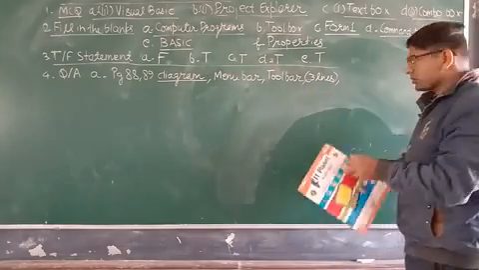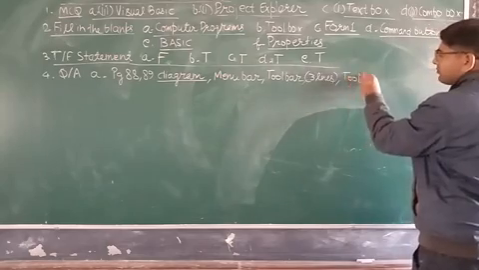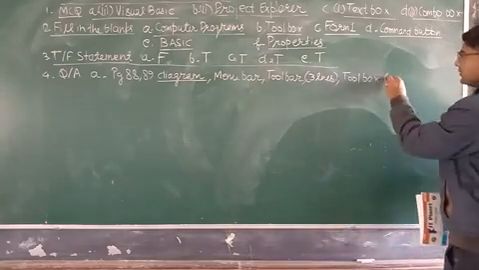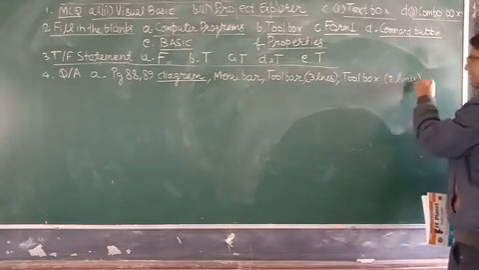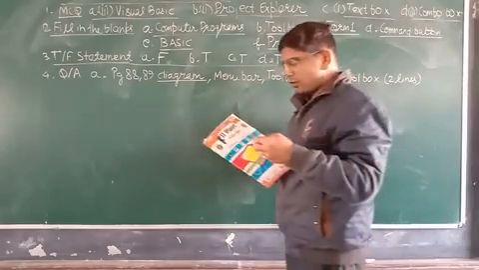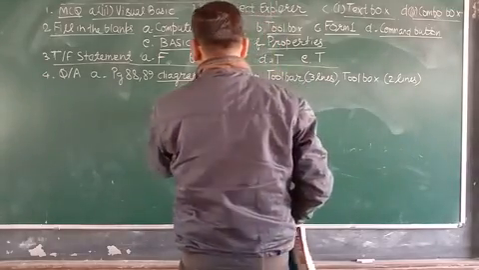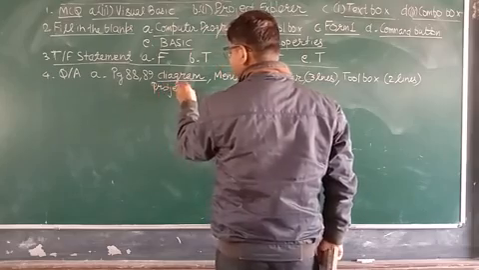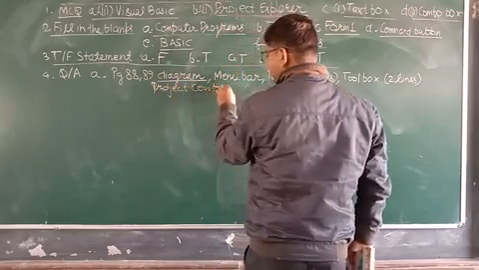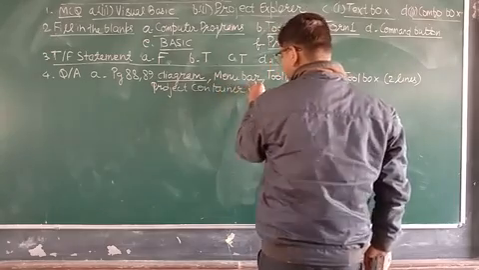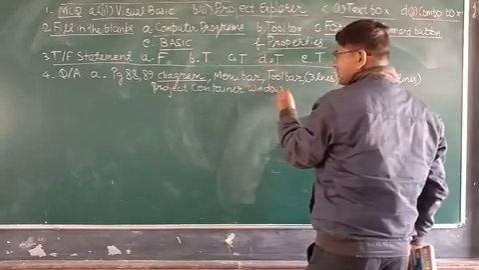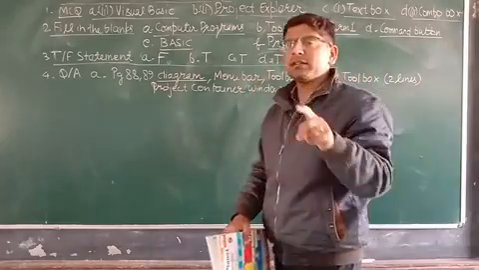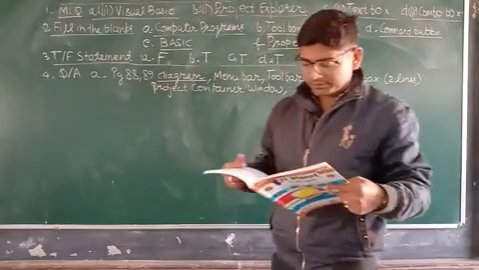Then toolbox, 2 lines there. Then project container window, 1 line only there. These all are the components. So you have to write the name and 2 lines from each heading.